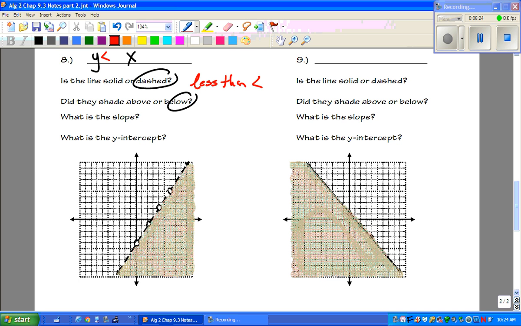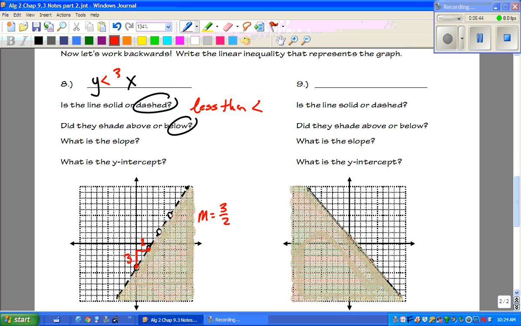Okay, so what is the slope? I'm going to pick these 2 points right here, and we're going to count the slope. We went up 3 over 2. So my slope is 3 over 2. So I know that it's 3 over 2x. And then my y-intercept, which is right there, is -4. So the slope was 3 over 2 and the y-intercept is -4. We have to look at that information from the graph and just read it.